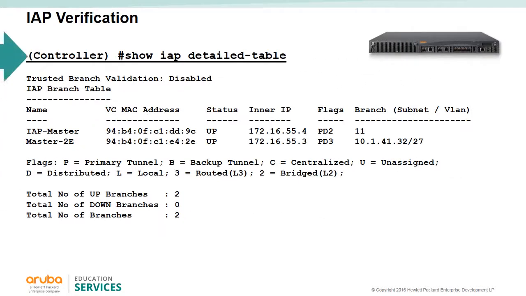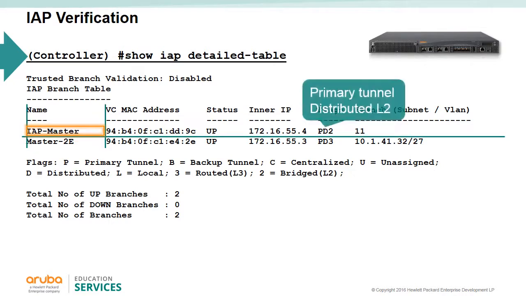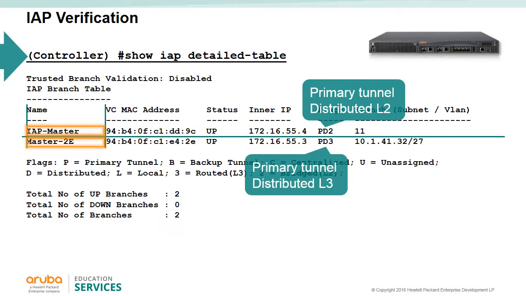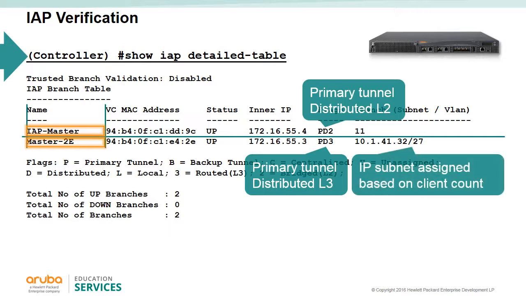The show iap detail table is a controller command. Here we can see two clusters of IAPs. The IAP master is set up with a VPN tunnel and in L2 distributed mode with VLAN 11 at the branch. The other cluster is set up with a VPN tunnel in L3 distributed mode. Based on the client count, this cluster has been given a smaller subnet of 10.1.41.32 with a /27 mask.